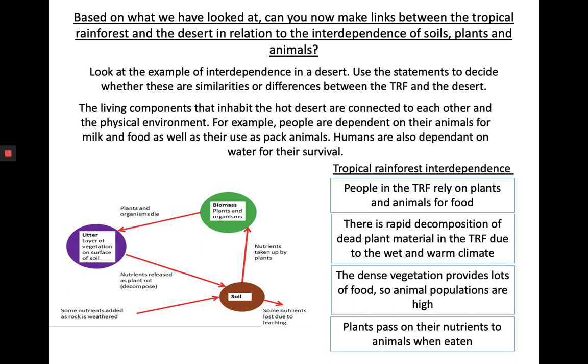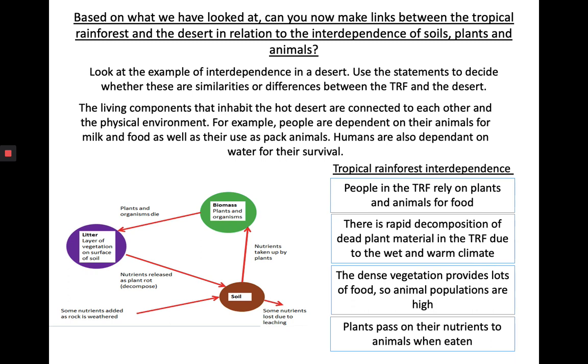For example, people are dependent on their animals for milk and food, as well as their use as pack animals. Humans are also dependent on water for their survival. So think about now, these tropical rainforest interdependence statements, are they similarities or differences between the desert? People in the tropical rainforest rely on plants and animals for food. There is a rapid decomposition of dead plant material in the tropical rainforest due to the wet and warm climate.